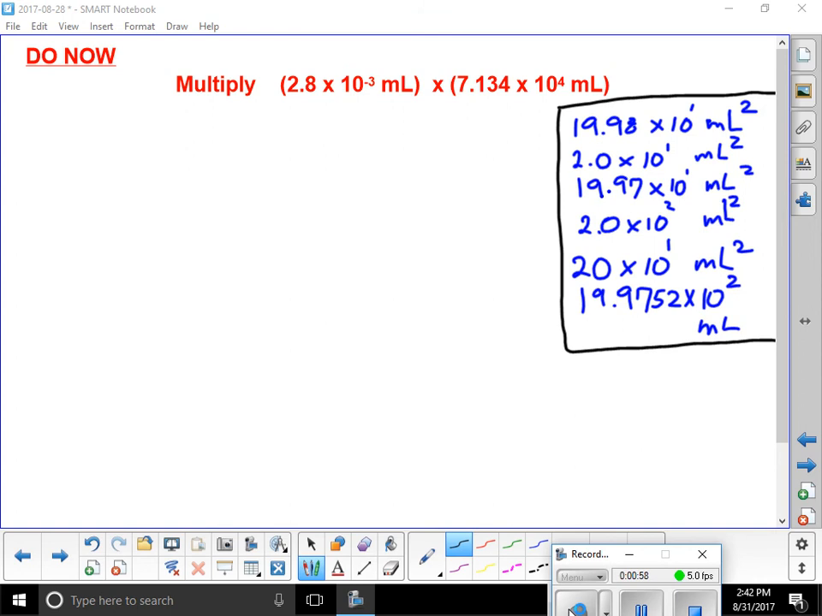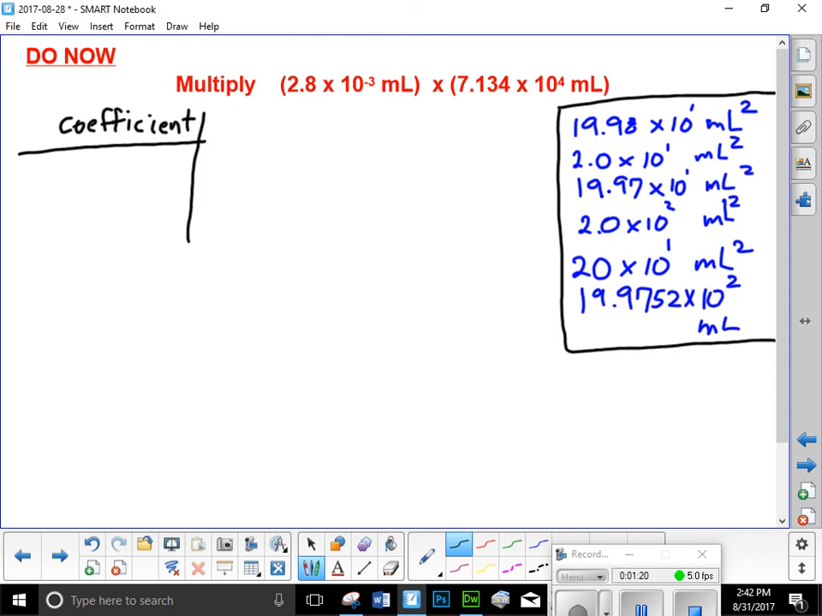So I'm going to start with doing what's called, what is this number out front? Starts with a C? Coefficient? Yeah, this is a coefficient, okay? I'm going to deal with the coefficients first. I'm going to organize this thing this way. So I've got a 2.8, and I'm going to multiply that by 7.134. This is multiply now, it's not add or subtract.